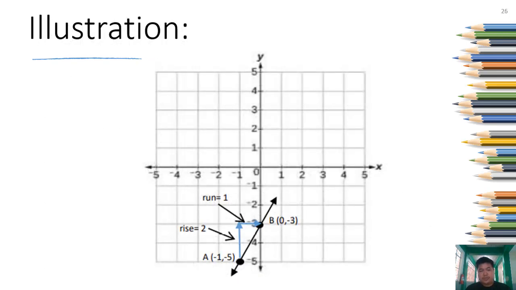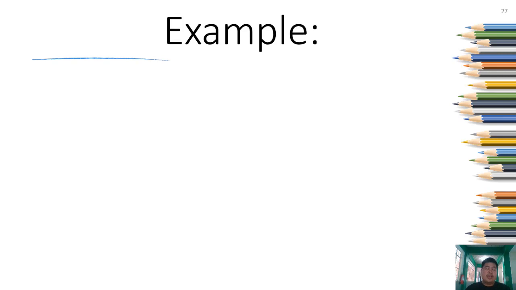You will see first negative 1 and negative 5. Then we rise up 2 times, 1, 2. So we go to negative 3. Then going right, so we have 0. So our B there is 0 and negative 3. Now to make it clear, let's try to have another example.